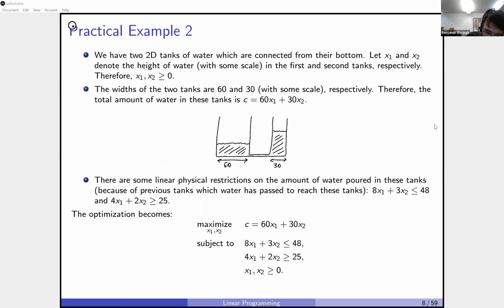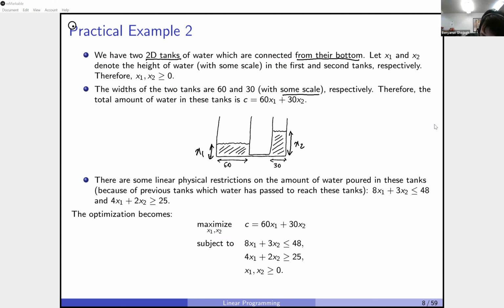Okay, we have, for example, 2D tanks. It can be 3D tanks too. I will say how it can be converted to 3D tanks. But assume we have 2D tanks like this here in this figure, which are connected from their bottom, tanks of water. So let x1 be the height of water in one of them, like this. This is x1. And let x2 be the height of water in the other one. And let the width of these two tanks for the first one be 60, and for the second one be 30, with some scale, it can be meters or whatever.